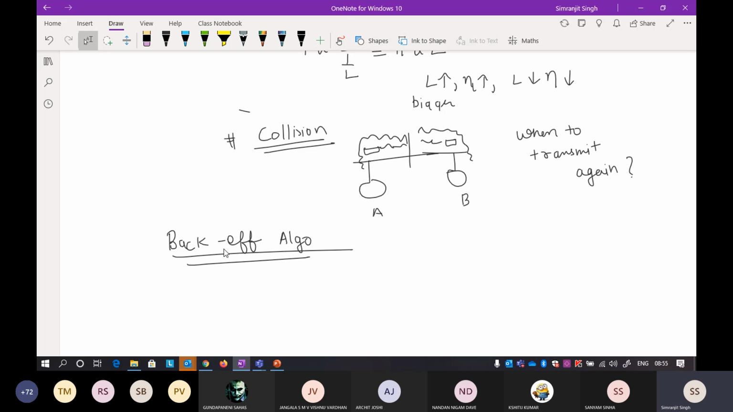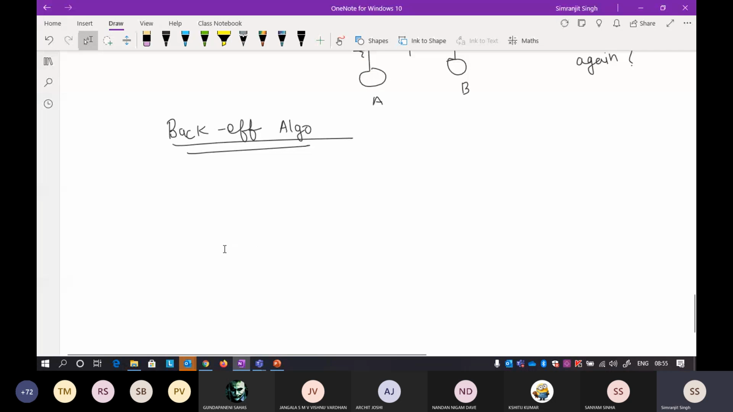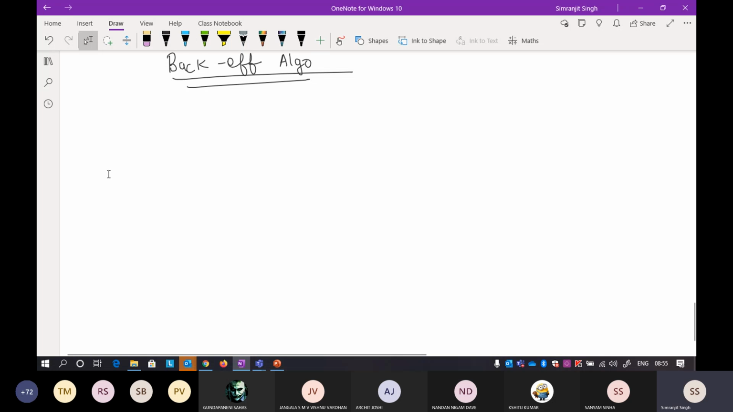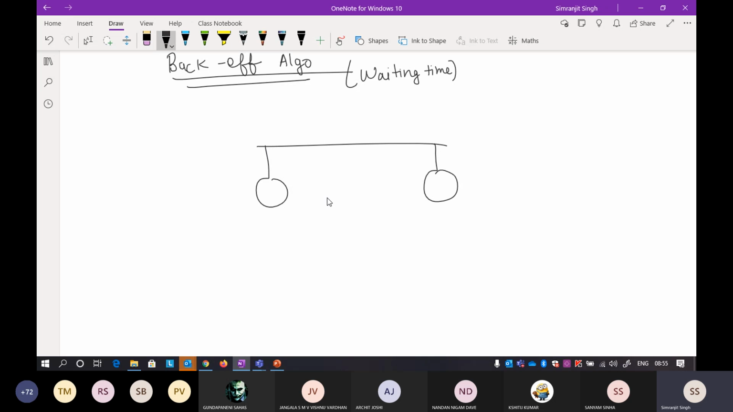It is very simple. I'll show you by taking a simple example, and you will easily understand it. I'll also show you the disadvantage of using the backoff algorithm. The backoff algorithm only tells you the waiting time, that is, how much time a station waits before transmitting the packet again. Suppose stations A and B are transmitting data, and at the same time they get a collision.